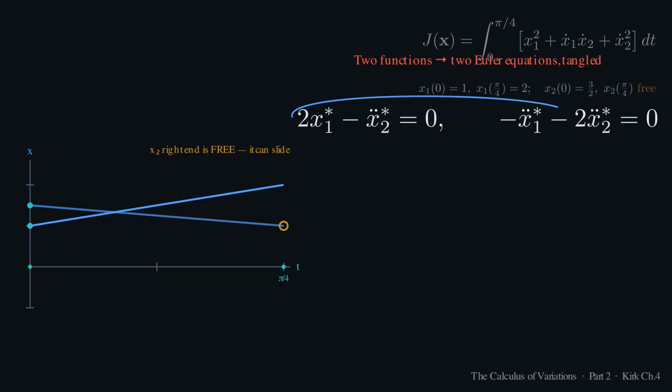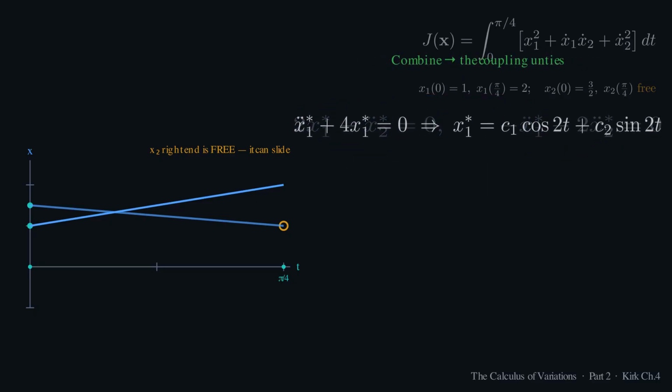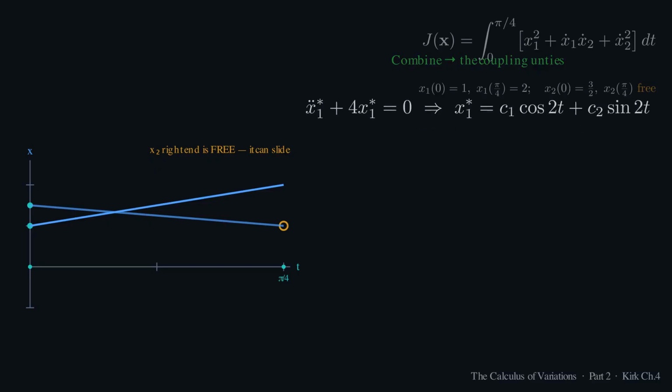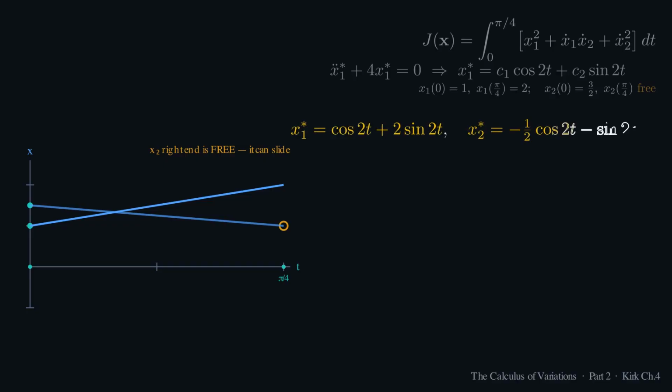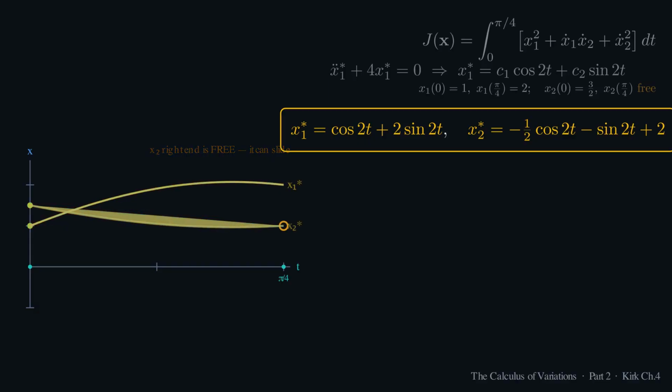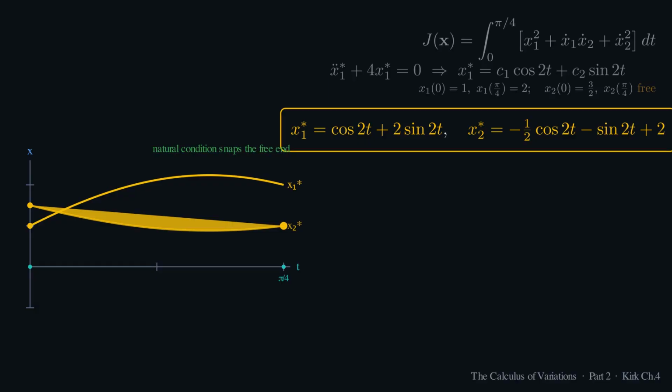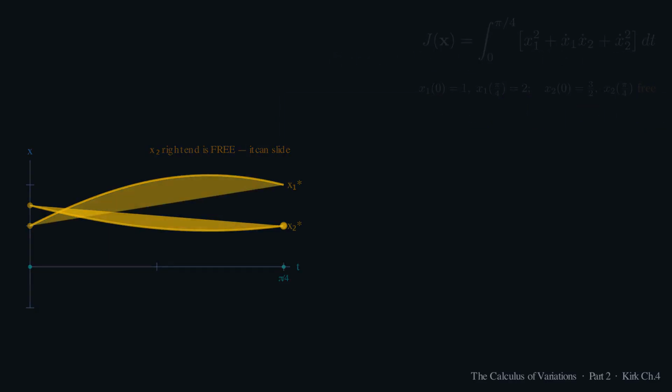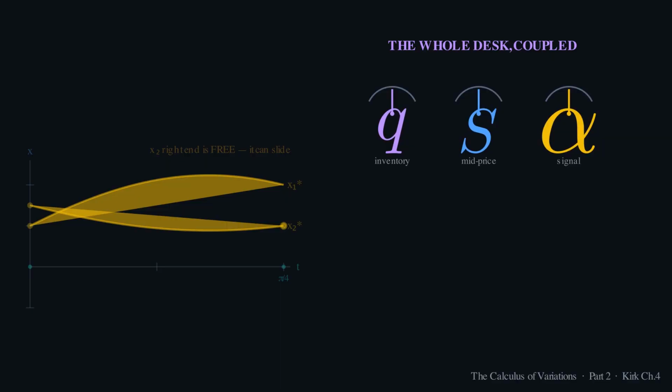One says 2x1 minus x2 double dot is 0. The other says minus x1 double dot minus 2x2 double dot is 0. Combine them and the coupling resolves into a clean oscillator for x1. x1 double dot plus 4x1 equals 0. So x1 is a blend of cosine 2t and sine 2t. The boundary conditions, including a natural one from the free end, fix every constant. The extremal is x1 star equals cosine 2t plus 2 sine 2t, and x2 star equals minus 1/2 cosine 2t minus sine 2t plus 2.